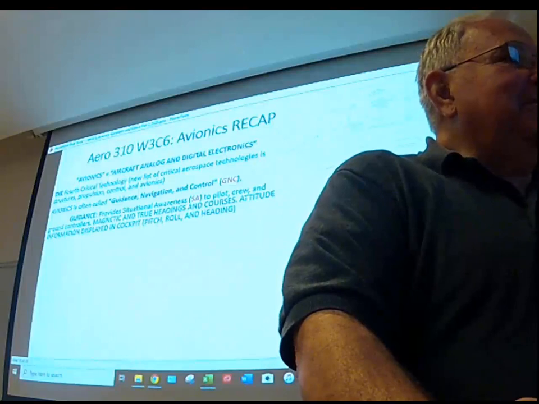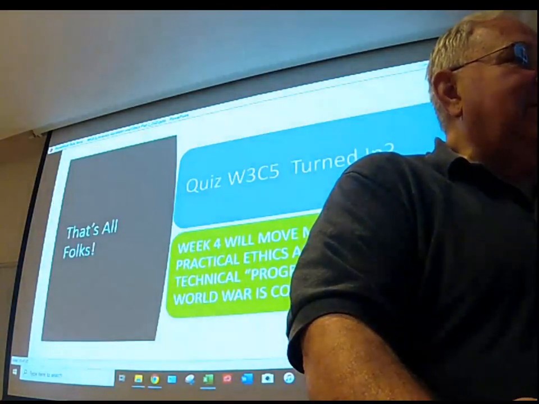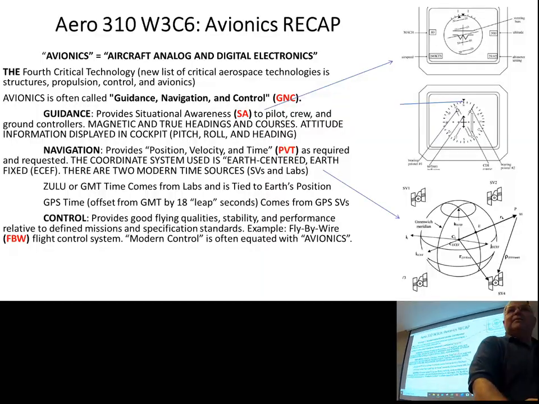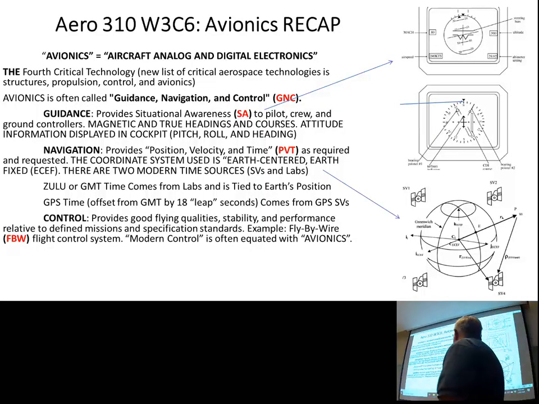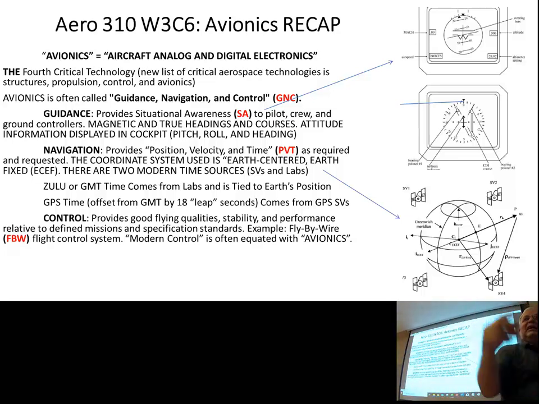So that's what I wanted you to know today. This is a good recap. This is a good view graph to take with you into the test. This is basically just a review of what we've talked about: position, velocity, time, magnetic and true course, control, fly-by-wire, and what it all means. It's a technical part of the class.